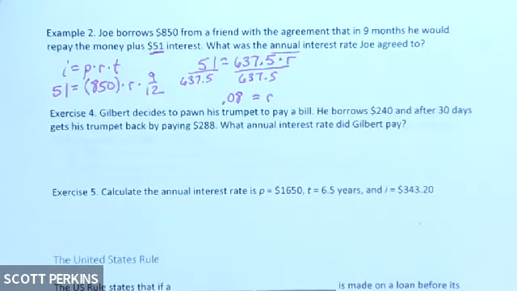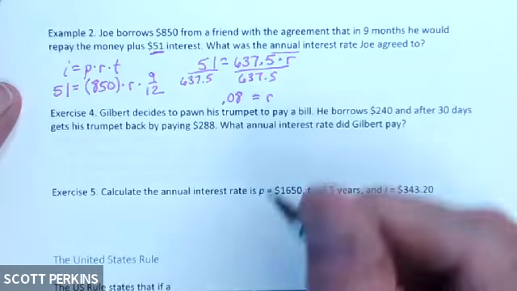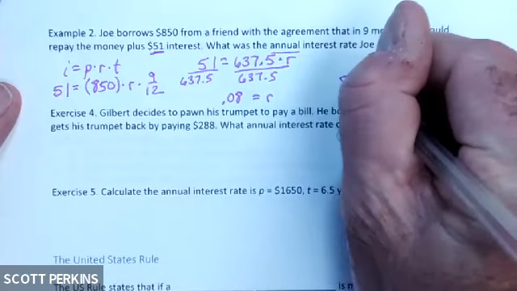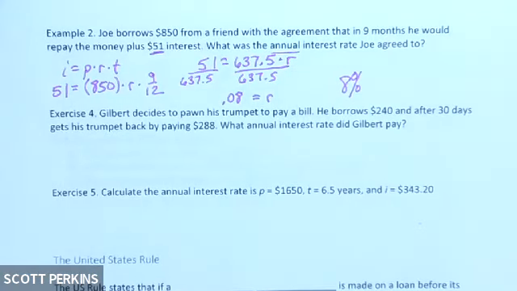One more quick thing. That's not a percent, and I want to write it as a percent. To turn that decimal into a percent, I move 2 places to the right, and so that becomes an 8% annual interest rate. Now do the same thing for Gilbert in the next problem. What's his annual interest rate?